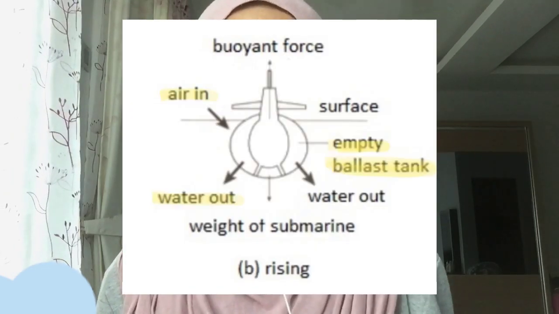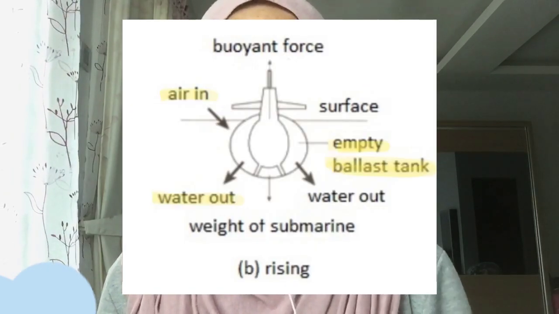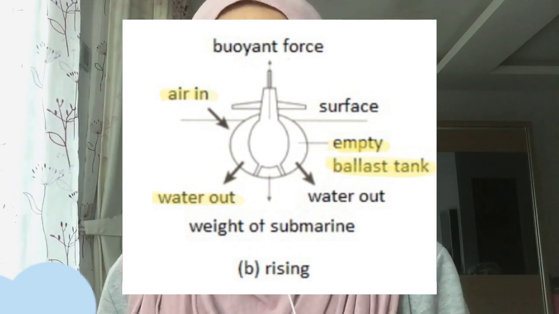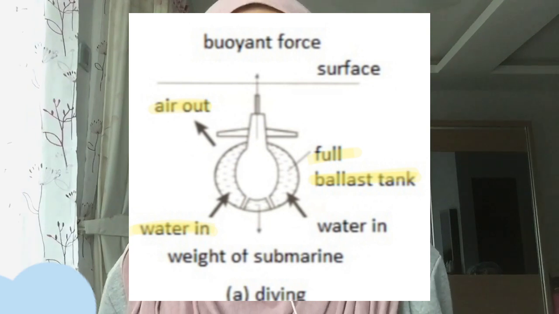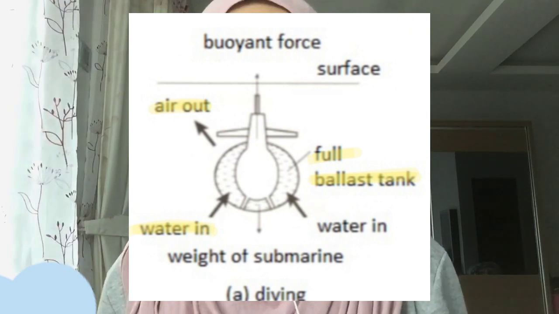So, in conclusion, this means that if the ballast tanks are empty, upthrust is equal to the weight, thus the submarine will float. On the other hand, if the ballast tanks are full, upthrust is less than the weight, thus the submarine will sink.